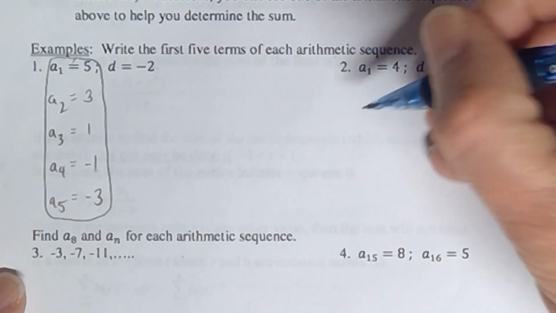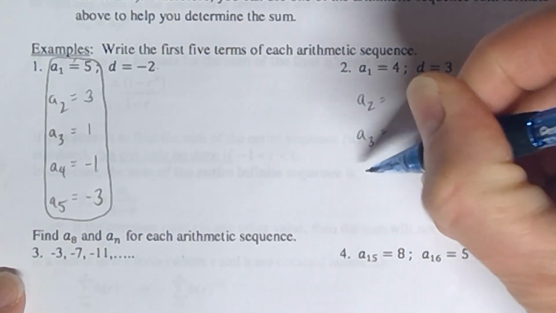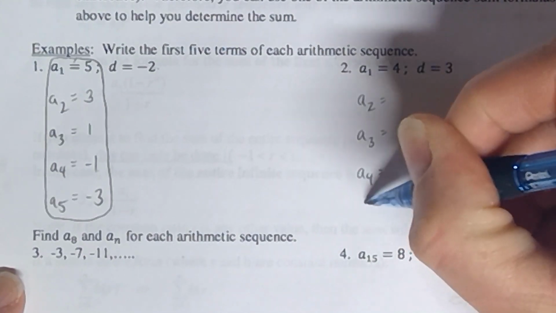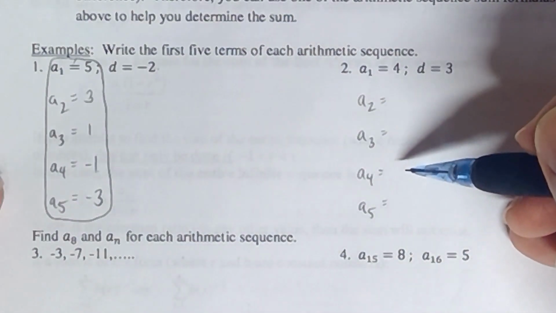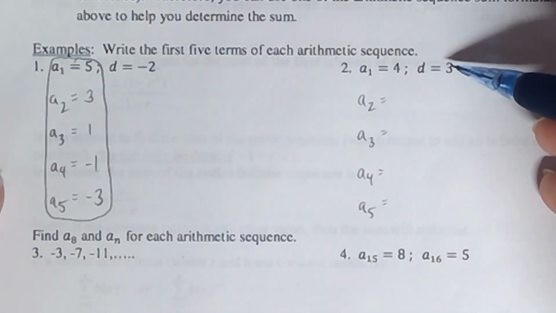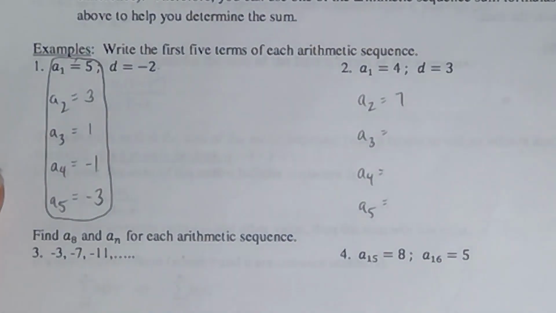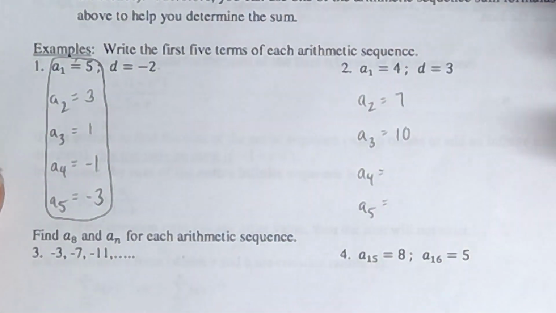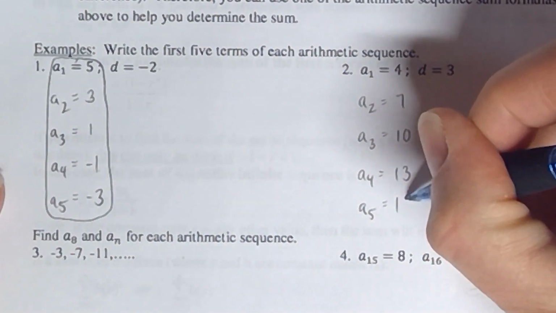So we got what here? We already got A1. So you just have to add the same amount to each previous term to get to the next term. The D this time is 3. And so we just say what? We just say 4 plus 3 is 7. 7 plus 3 is 10. 10 plus 3 is 13. And 13 plus 3 is 16.